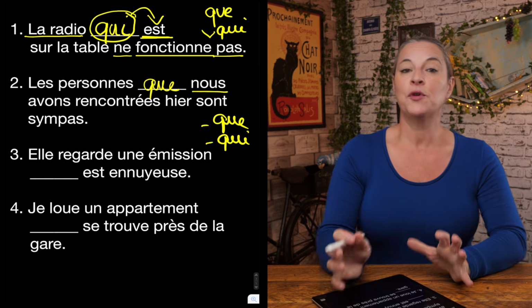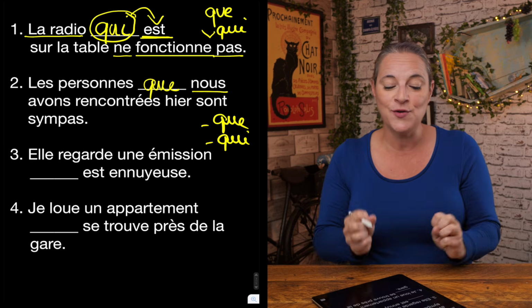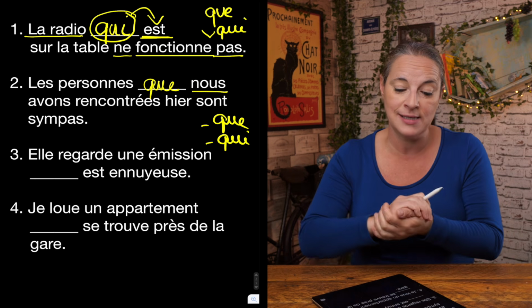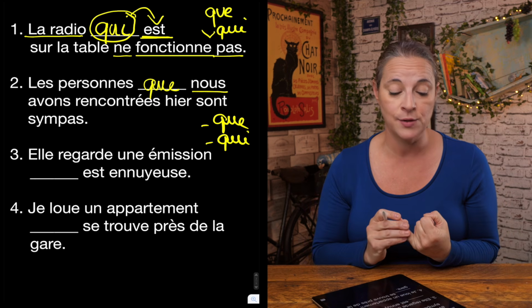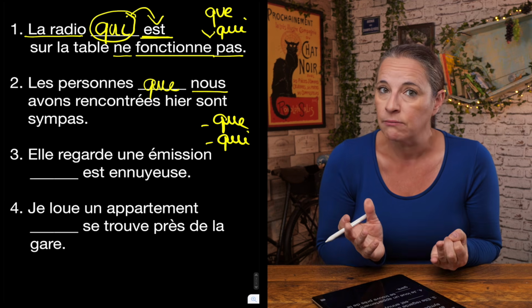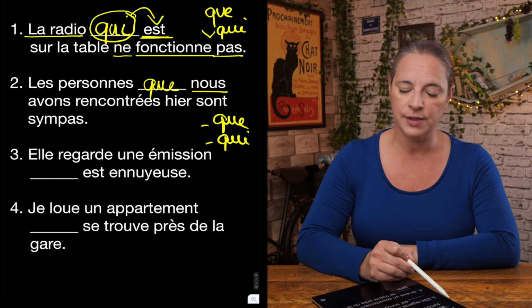Okay? So you might say, oh, hold on a minute, I'm lost already. No, you're not. Have a look at what comes after this subject, this relative pronoun. Is it A, a verb? In that case, use qui. Is it B, a pronoun or a noun? In that case, use que. Quite simple, okay? So, les personnes que nous avons rencontrées hier.